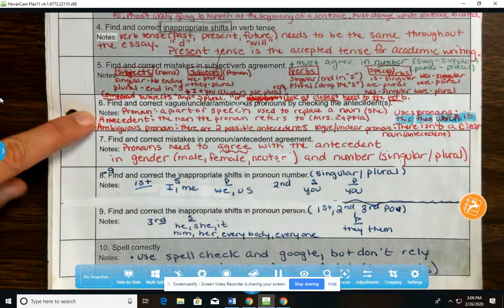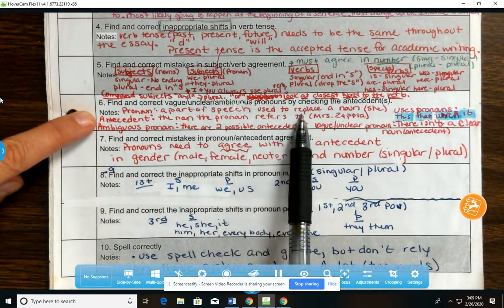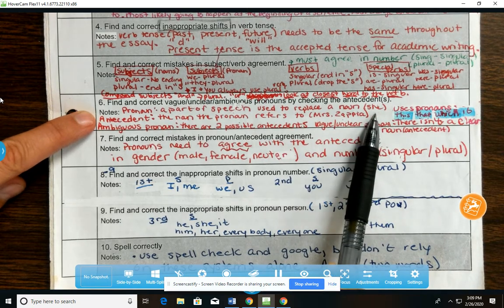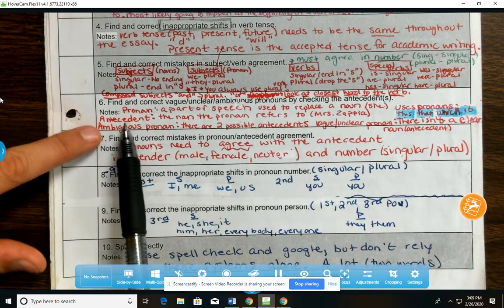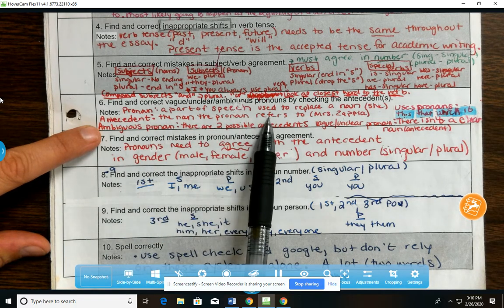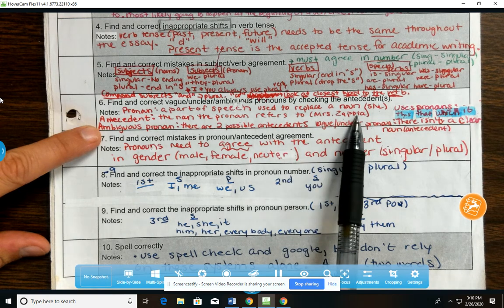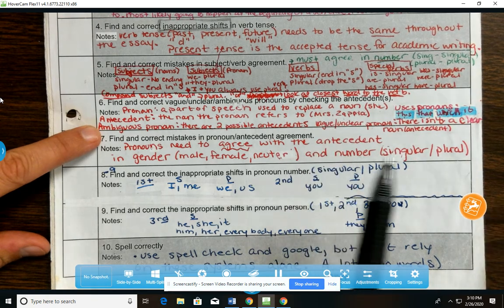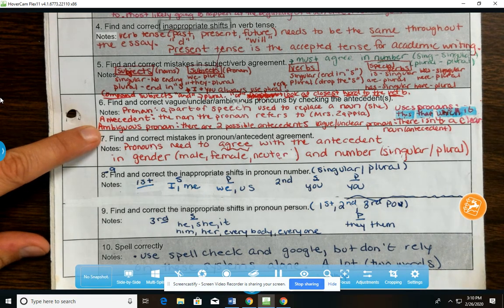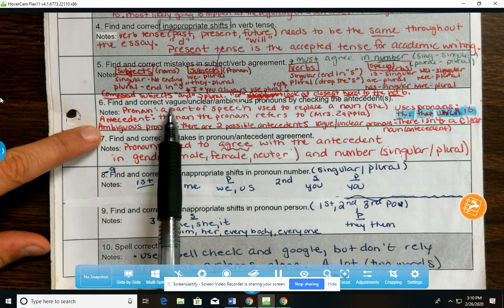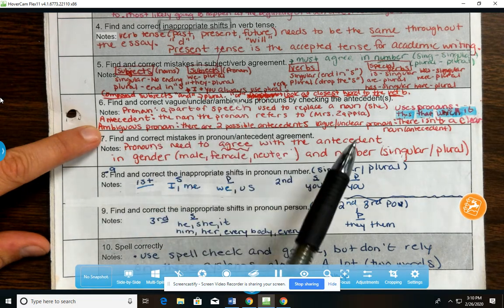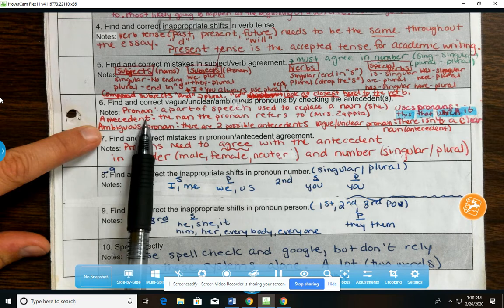Just to review some definitions, a pronoun is the part of speech used to replace a noun, like the word she would be a pronoun, and the antecedent is the noun the pronoun is replacing or referring to. Such as in the case where we use my name, Mrs. Zappia, and then in the next sentence I say she is a mean teacher, she would be the pronoun, and the antecedent would be in the previous sentence where I say my name, Mrs. Zappia.